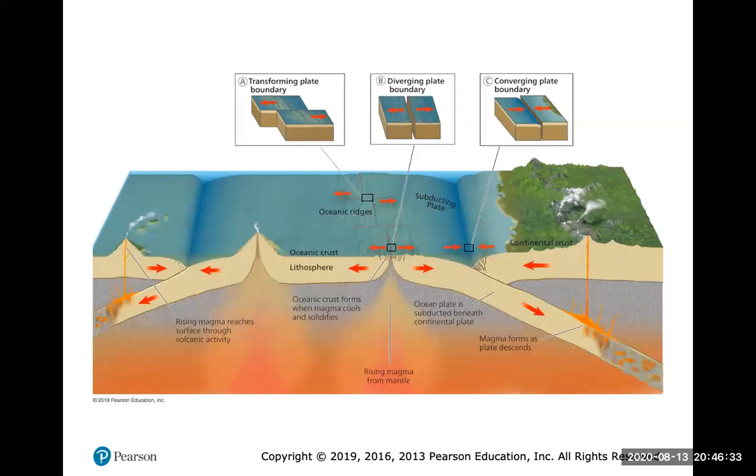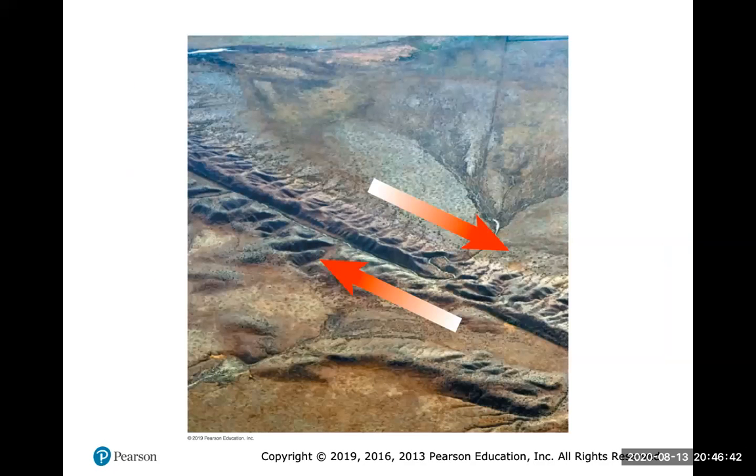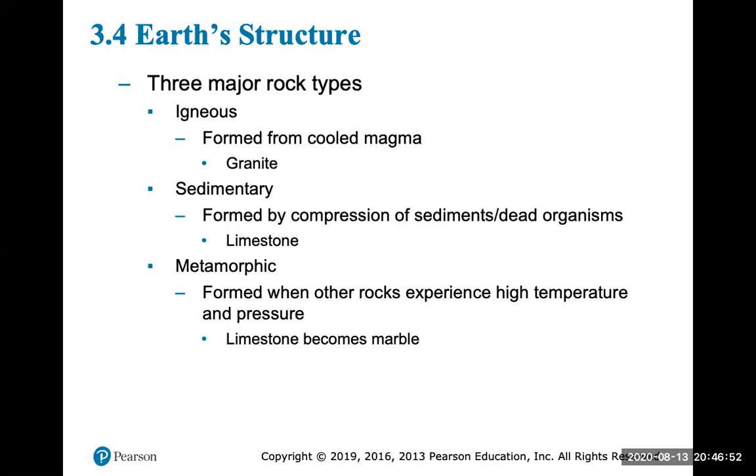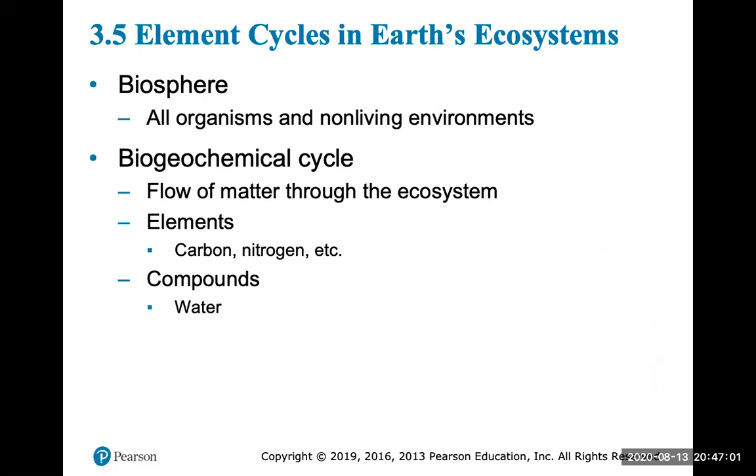So this is just an example showing how these tectonic plates move past each other. They meet at the boundaries, which can be divergent or convergent. And this is a look at how these tectonic plates are actually moving past each other in the direction of those arrows. The rock cycle leads to a wide variety of rocks: igneous, sedimentary, and metamorphic. You should know these three major rock types, and you can read through the different types of rocks there.